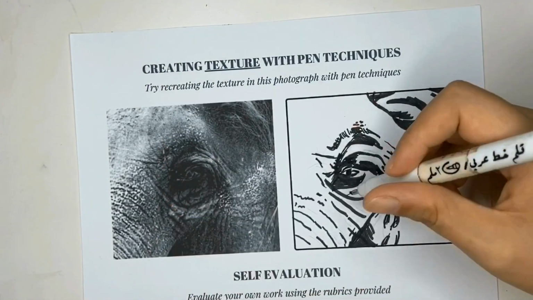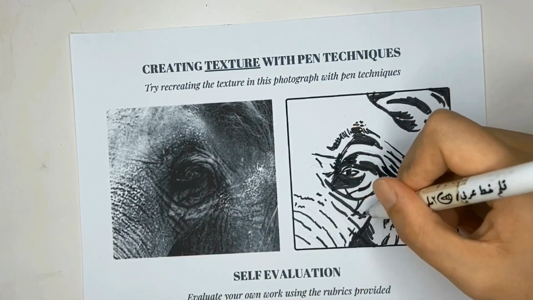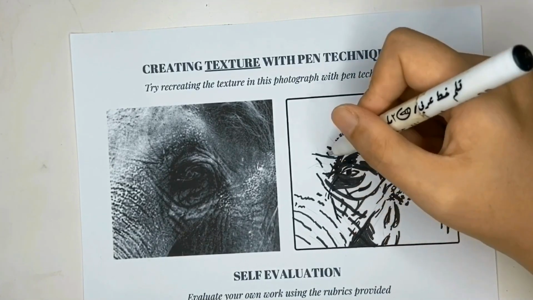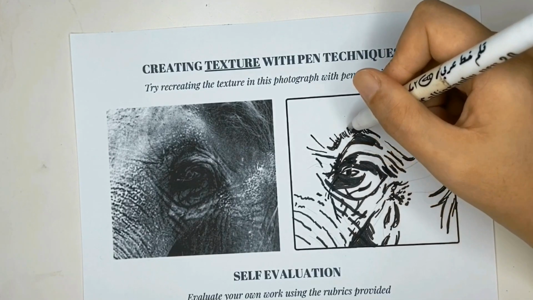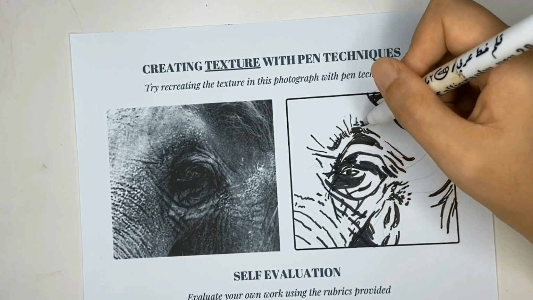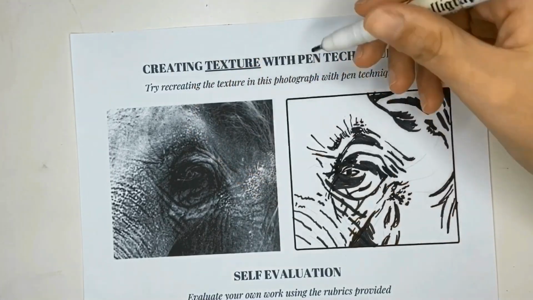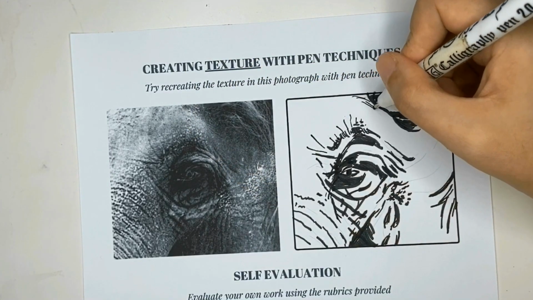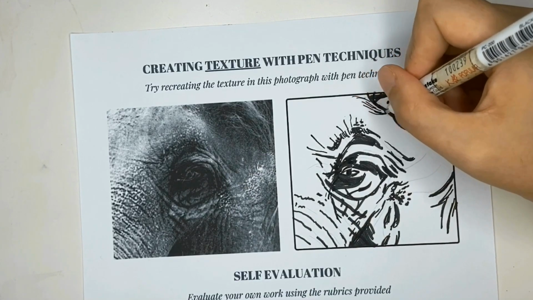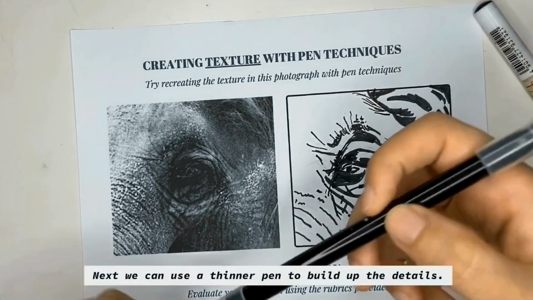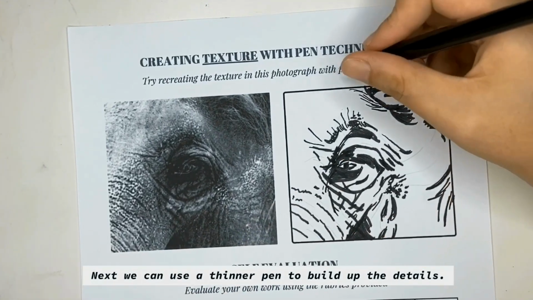For this part, you can see that there are some vertical lines. So we go against the horizontal lines to create cracks. And you can vary the pressure of your pen to create lines of different thicknesses. So you press harder for thick lines and you don't press as hard for thinner lines.